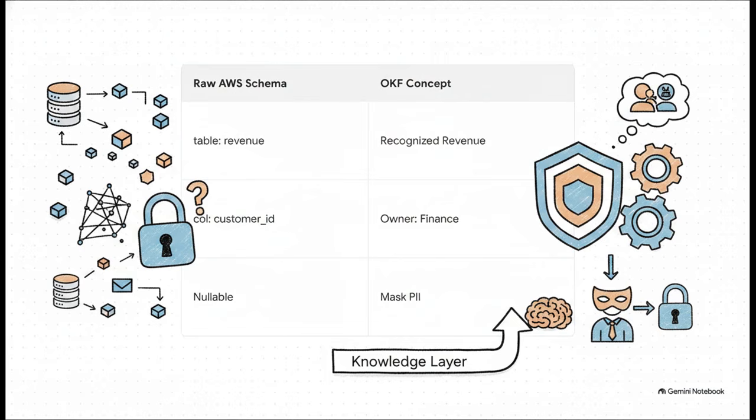Notice the stark difference here between a raw AWS SQL schema on the left and an enriched OKF concept on the right. If you just give an agent a raw database schema, it sees a table called revenue and a column called customer ID. Sure, that's useful, but it's dangerous. An enriched OKF concept wraps that raw data in a governed knowledge layer. Now the agent actually knows the business purpose is recognized revenue. It knows the finance team owns it, and most crucially, it knows it must mask personally identifiable information before sharing it. That context is exactly what prevents your agents from making catastrophic data mistakes.